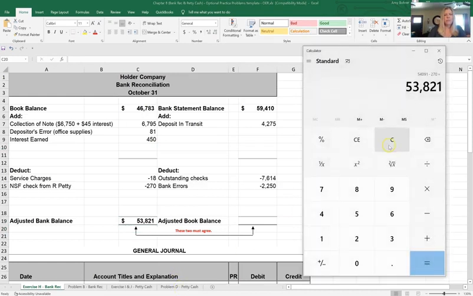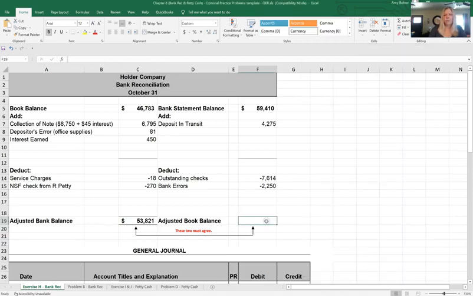Then you have to do the same thing to the bank side. We're going to begin with the beginning balance. We're going to add in that deposit in transit, and we're going to subtract out those two deductions that we found. And 53,821. Hopefully when you're done, these two will reconcile. If they don't, then you've got to go back through. Maybe you recorded something on this side that should have been on this side. Maybe you recorded it as a deduction and it should have been an add.